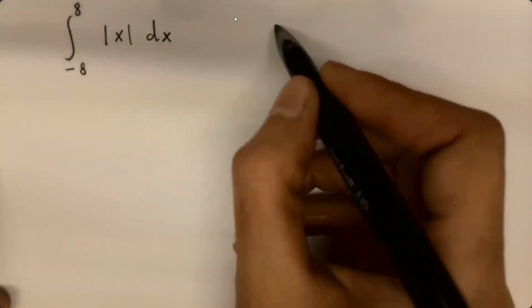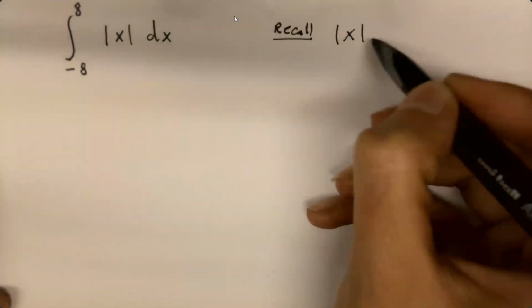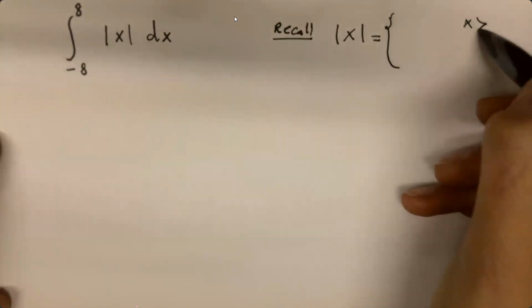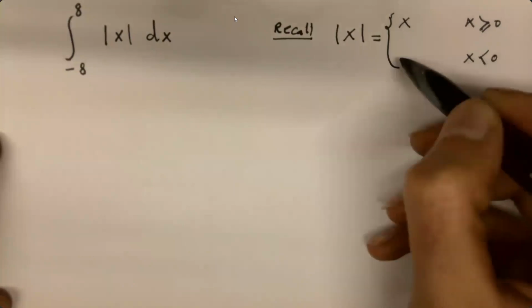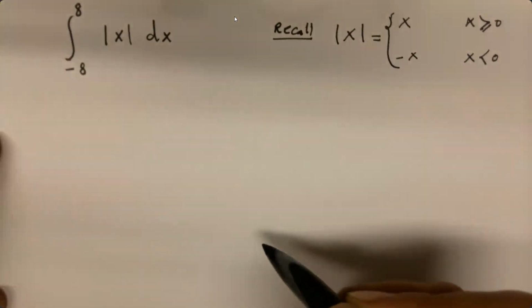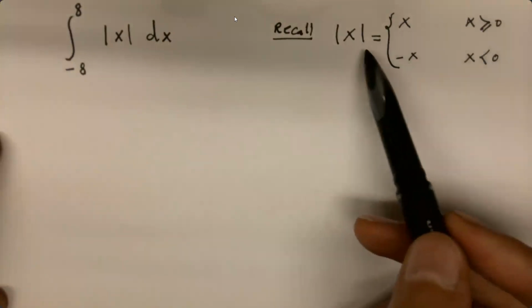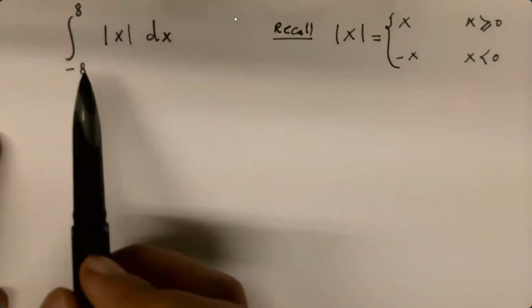We call that absolute value of x is defined this way. If x is larger than or equal to 0, you get your x back. If x is less than 0, you get minus x. So based on the domain that the absolute value is defined on, we have to separate this integral.